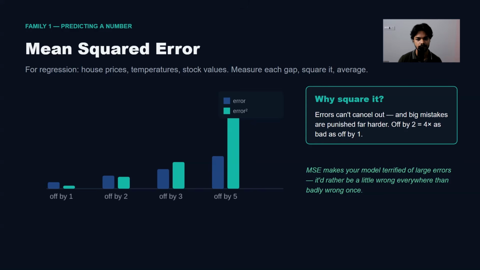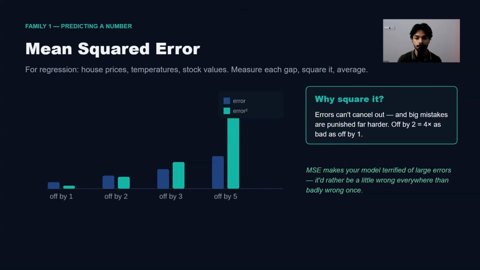The idea is quite simple. For each prediction, you measure the gap between what you guessed and the truth, and then you square that gap. Then, finally, you average all of those squared gaps. That's the mean squared error. So, why square it? Well, there are two reasons, and they're worth understanding. The first is squaring makes every error positive. A guess that's too high and one that's too low both count as error instead of cancelling out.